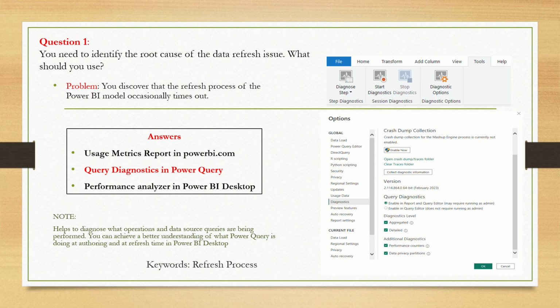So the way to access your query diagnostics in Power Query is to come to your Home tab in the Power Query environment and go to Tools. When you click on Tools, you can see all the options: diagnose, start diagnostics, and the options. You also need to go to your options and settings so that you can choose how you want your analysis to go, the query analysis or the query diagnostics.